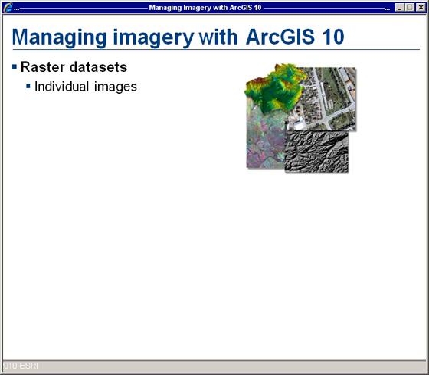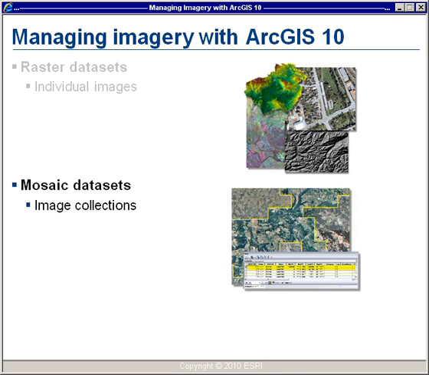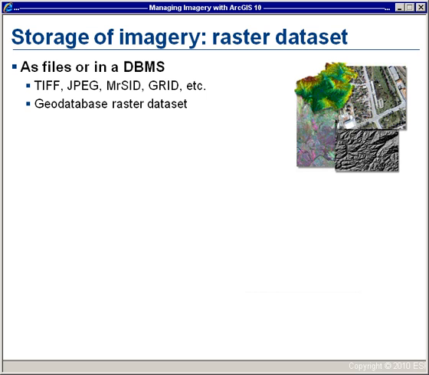At 10, there's two ways that we recommend you manage your imagery. One method is using the raster dataset. This is the storage of individual images. And this isn't new to you if you've already worked with ArcGIS. The other is the Mosaic Dataset. This is new at 10. The Mosaic Dataset is our new model for managing collections of imagery and raster data, both small and extremely large collections. Now I'm going to talk about just managing those single images.